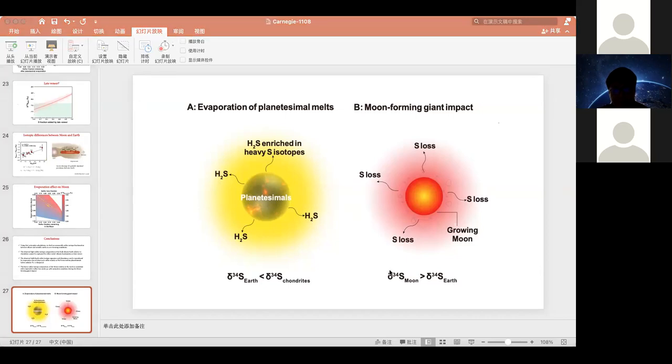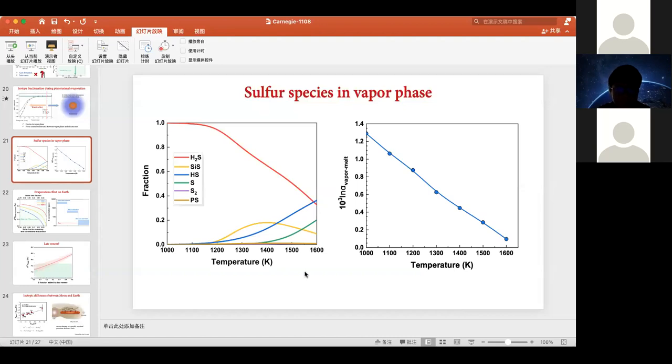Hello, Dr. Wang. Yeah, very impressive work. May I ask a minor question? Yeah, please go ahead. I'm curious about how you calculate the sulfur species in magma degassing. Can you move to the slide where you show those curves? Yeah, this one, exactly. I wonder how you calculated this.